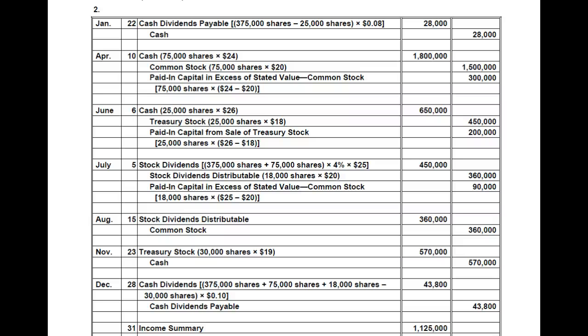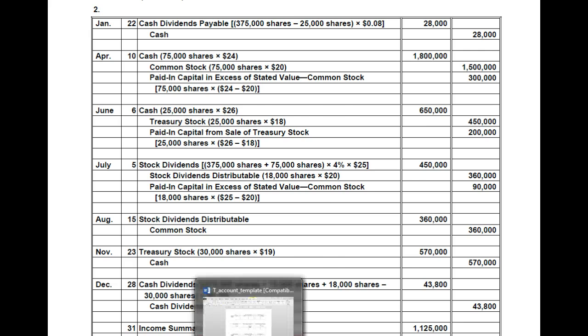Then on June 6th, we sold all the treasury stock for $26 a share. So we got cash of 25,000 times $26, or $650,000. Treasury stock, we've got to remove that. It was valued at $18. Remember the cost we figured? So that's going to be credited for $450,000. Now there's a discrepancy here. So this paid-in capital from the sale of treasury stock account is going to be credited.